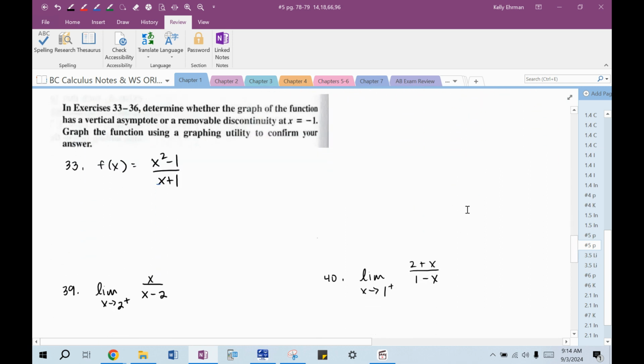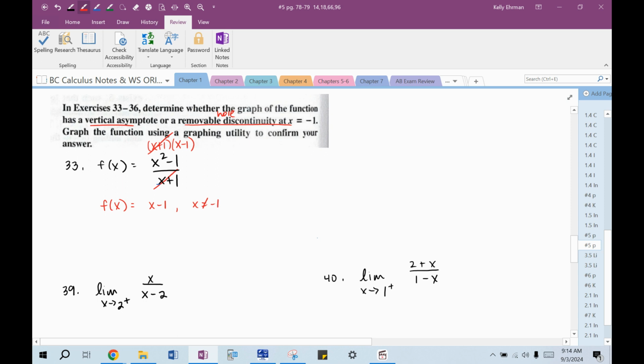All right, for 33, determine whether the graph of the function has a vertical asymptote or a removable discontinuity at x equals negative 1. Graph using a graphing utility. I'm probably not going to take the time to do that, but you're welcome to. Removable discontinuity, when these are rationals, are just holes. Okay, so remember, we can factor to determine this. If a factor simplifies out of the denominator, it was a hole in the graph. So f of x is really just x minus 1, but still that x can't equal negative 1. So this is a line with a hole in it.